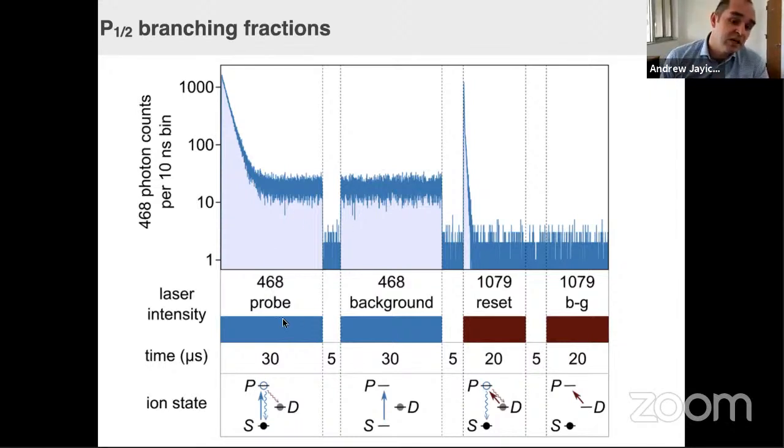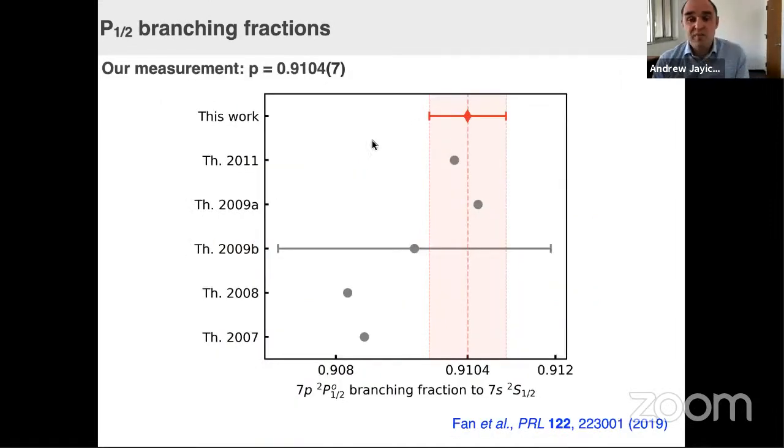So you can just see we're repeating a fairly fast pulse sequence many times and just counting the photons at 468 nanometers that are emitted from this ion. And with that, we can fairly precisely measure this P1/2 state branching fraction. It's nice that our measurement agrees with theory in such a heavy atomic system. So we like having the opportunity to benchmark theories in a relativistic atom with many electrons.